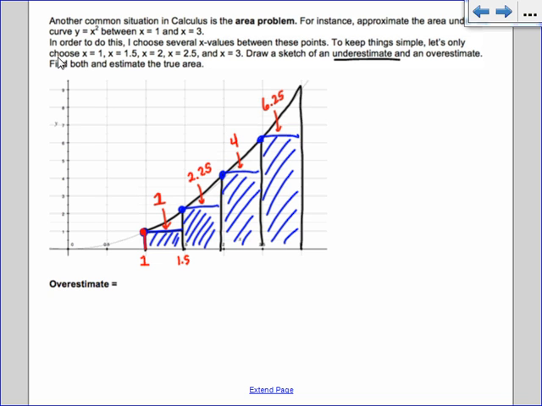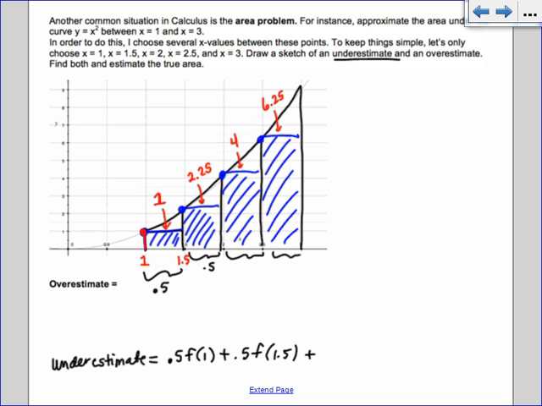So if I want to find my underestimate, I have the width of the first rectangle, which is 0.5 for the width, right? All of them are 0.5 actually, times the height. So 0.5 times 1. So I'm going to write 0.5 times f of 1, plus 0.5 times f of 1.5, plus 0.5 times f of 2, and so on. You don't have to write the f's. I'm just doing it for your notes, really.